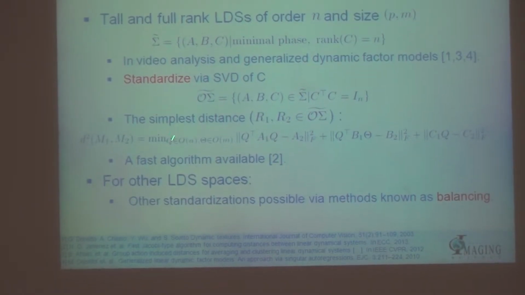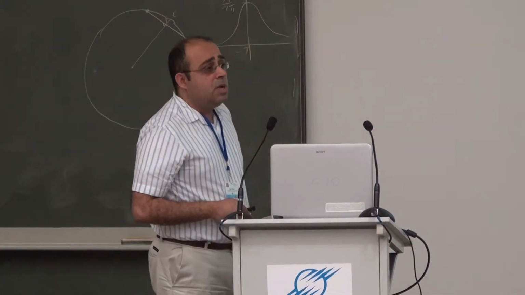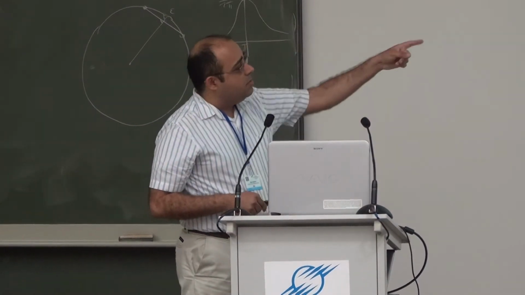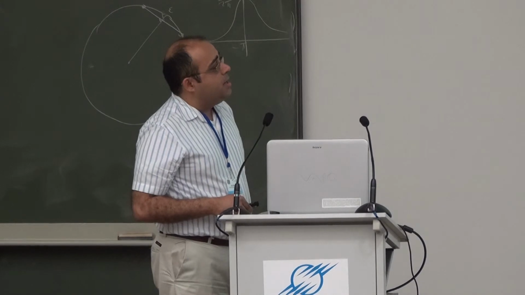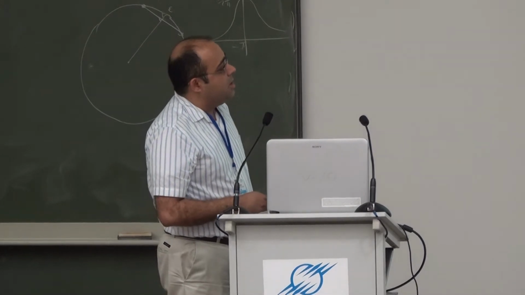In general, if you have other LDS spaces, you can do this through something which in control theory is known as balancing. I will not go through that, but it's always possible to do this reduction, and it's always possible to get this ON invariant distance and use it to define a distance in the space of linear dynamical systems.